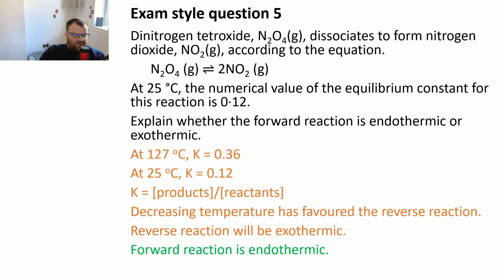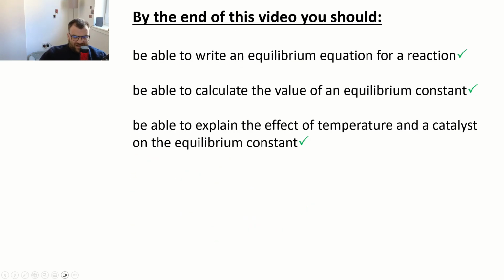We could have looked at it the other way. We increased temperature, so going from 25 to 127, the value of K has increased. So then increasing the temperature has favoured the forward reaction because we have more products, and increasing temperature favours the endothermic reaction. Hopefully by the end of this video you're feeling a bit more comfortable with writing the equilibrium equations, calculating the values of equilibrium constants, and explaining the effects of temperature and catalyst on the equilibrium constant.